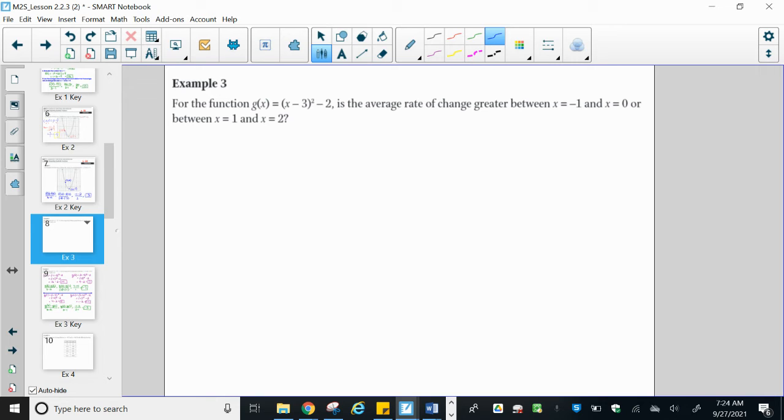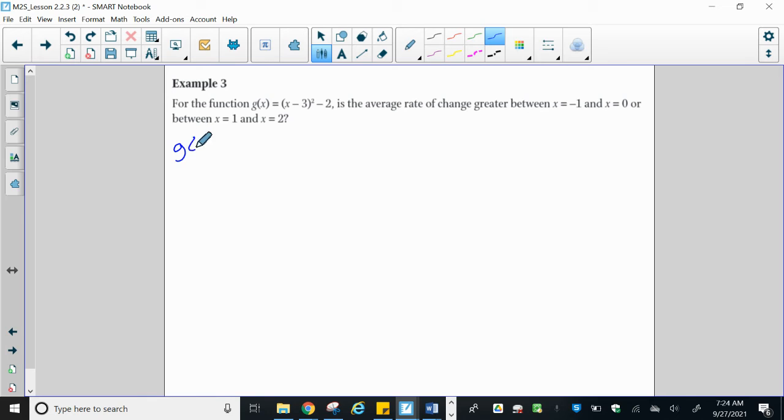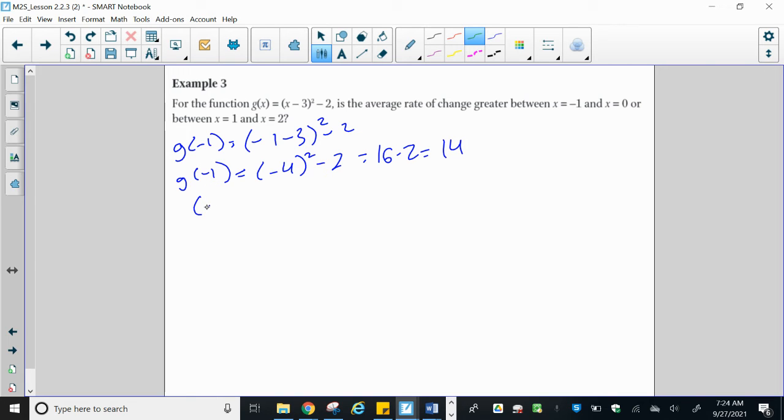All right, let's plug in -1 first. So -1 minus 3 squared minus 2. We have -4 squared minus 2. So that'd be 16 minus 2. So 14. So first point, -1, 14.